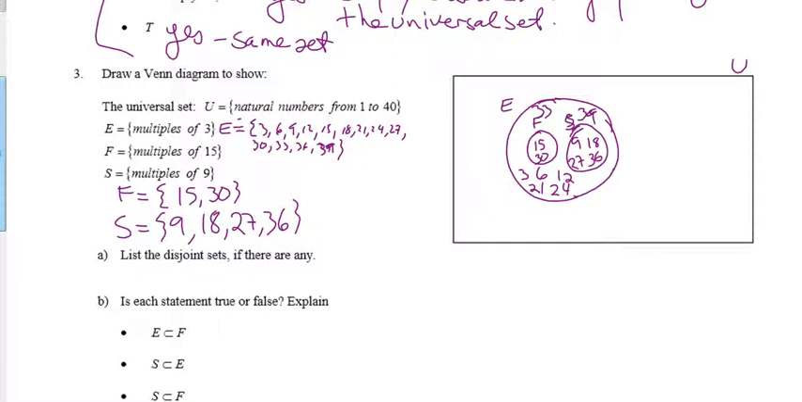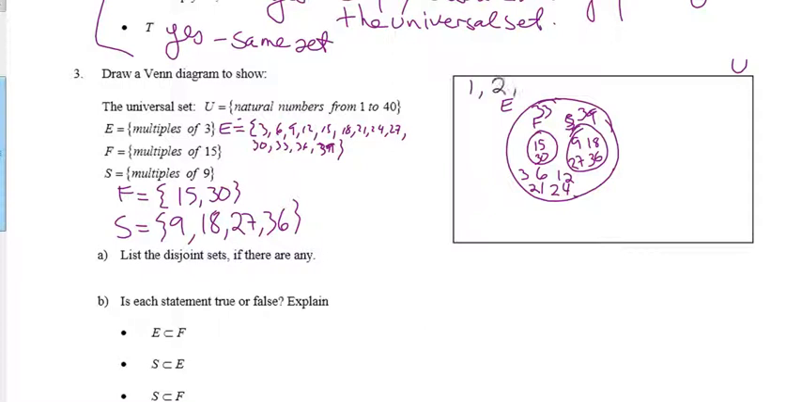So we have F and S as subsets of E, right? They're enclosed by E. They don't share anything in common, so we're not going to overlap them. They're not a platypus and a duckbill. So these are disjoint sets. They don't contain any elements in common. And now we've got the rest of the numbers, and they go up here, just inside the box.